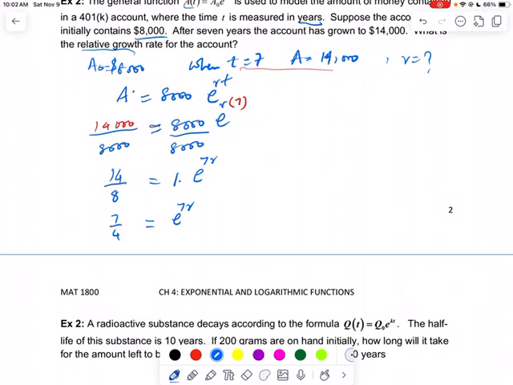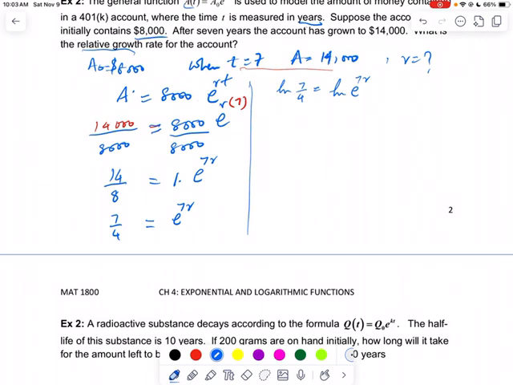So how do we do that? We will now take ln on both sides. Is that clear? Why do we take ln? Why not log? Because our base is e. Because our base is e, therefore we are going to take ln on both sides. So we get ln of 7 over 4 equals ln of e to the 7r.